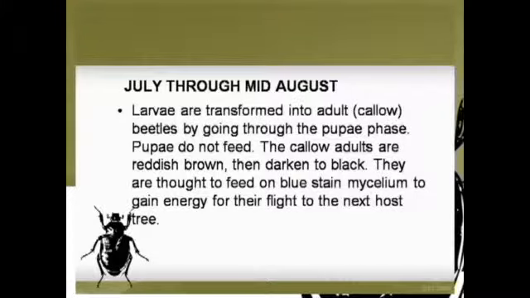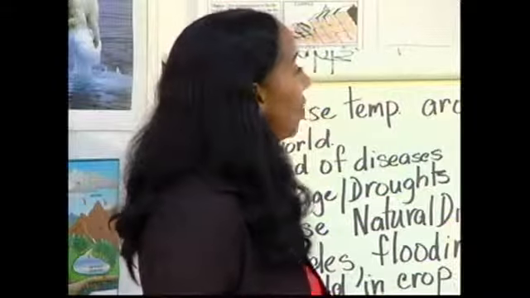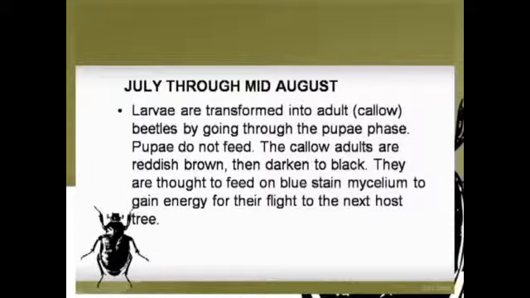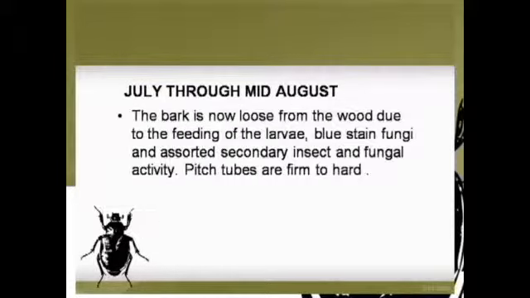They are taught to feed on the blue stain mycelium to gain energy for their flight to the next host tree. The bark is now loose from the wood due to the feeding of the larvae, blue stain fungi, and assorted secondary insect and fungal activity. Pitch tubes are firm to hard.